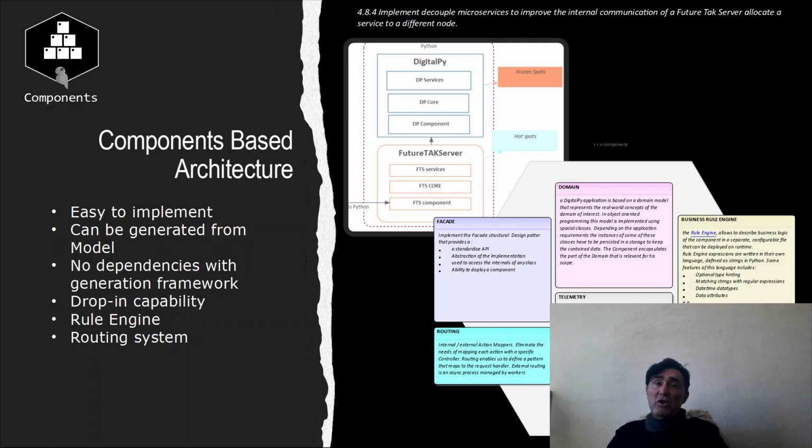The way in which the component communicates with the rest of the system is through a so-called routing. That means every time that something happens outside of the component, the component will ask for an action, and we have a routing system that will allocate the responsibility to another component or a part of the FTS core.